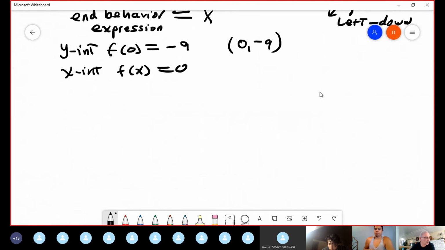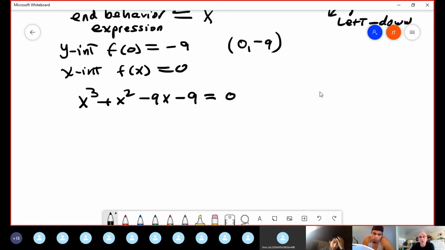Suppose the equation is x cubed plus x squared minus 9x minus 9 equal to 0. So you set the y value equal to 0, and you manipulate this expression algebraically in order to isolate x, as you are doing factorization, factoring by grouping.